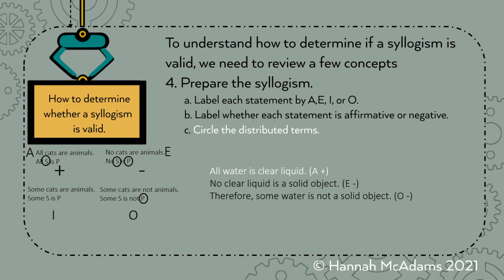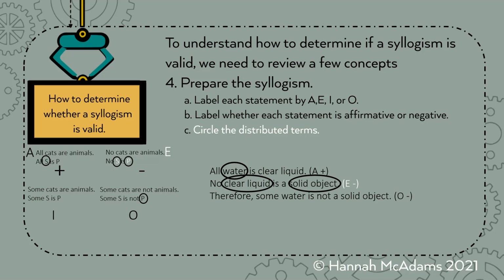Now we're going to circle the distributed terms. In the A statement, the subject is circled. You see where it says all S is P and the S is circled? So what is the subject of all water is clear liquid? Water. So we're going to circle the water. Now, no clear liquid is a solid object. This is an E statement, so both the S and the P are distributed: clear liquid and solid object.